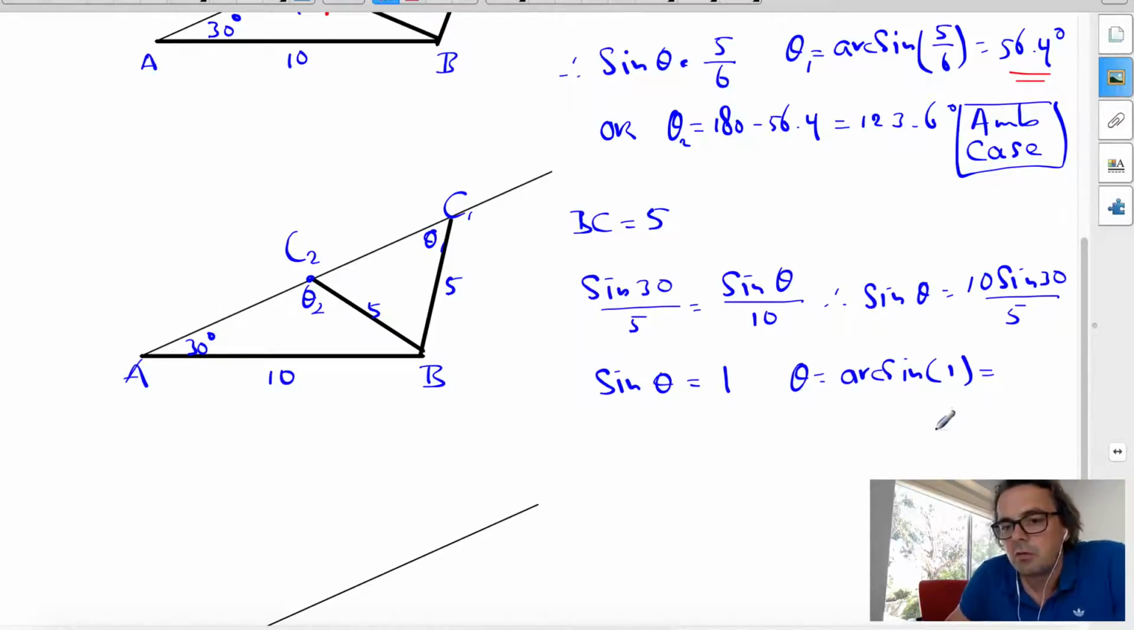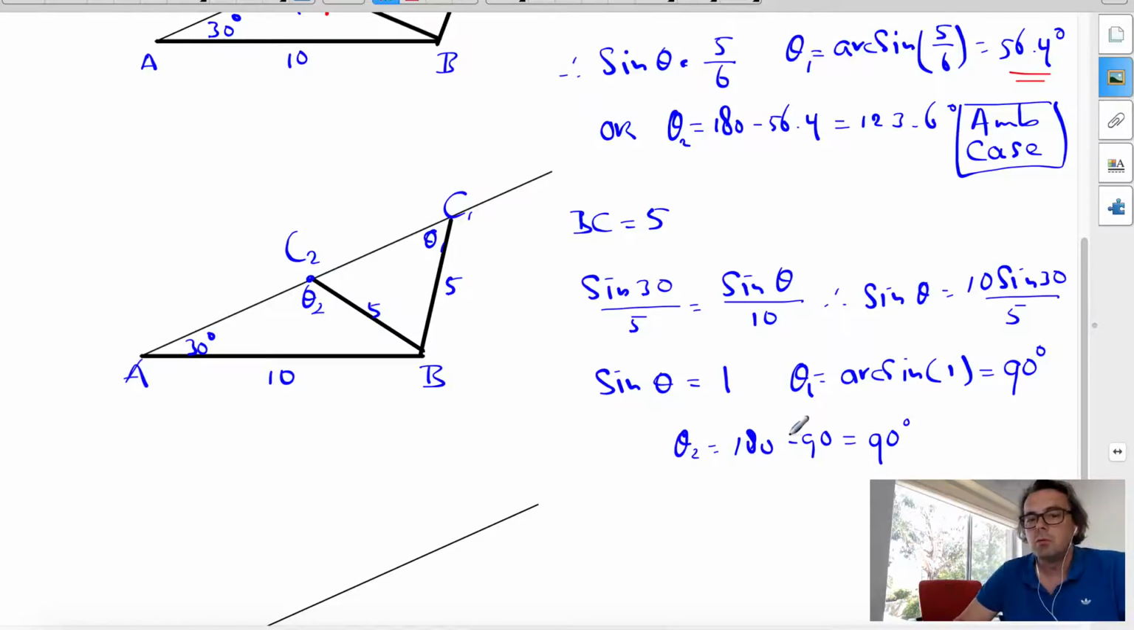Now you don't need a calculator for that. When is the sine 1? Only when you have a 90-degree angle. So the angle at theta 1 is 90 degrees. According to the ambiguous case, therefore, theta 2 is 180 take 90. Hey, wait a minute, that's also 90 degrees. So theta 1 and theta 2 are the same angle.